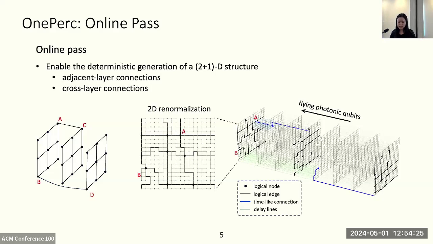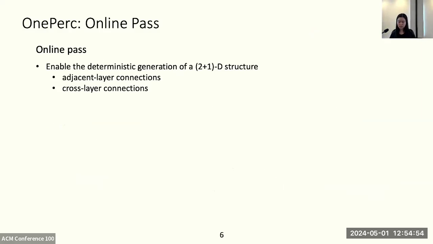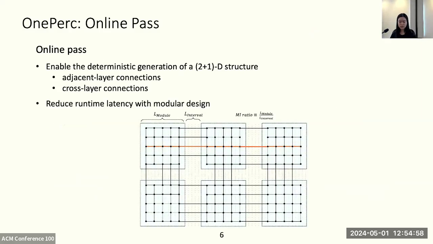A successful renormalization needs to satisfy 2 conditions. First, the renormalized lattice needs to reach a certain size. And second, we can find a connected path for each required edge between the logical layers. The cross-layer connections are realized with the help of delay lines, which are the green lines in this figure. They are basically some fibers on the hardware that can store the photons for a little while before the fusions. Furthermore, to reduce the runtime latency of 2D renormalization, we can do it in a modular approach where we divide the layer into several areas, renormalizing them in parallel and connecting these areas through the intervals between them.